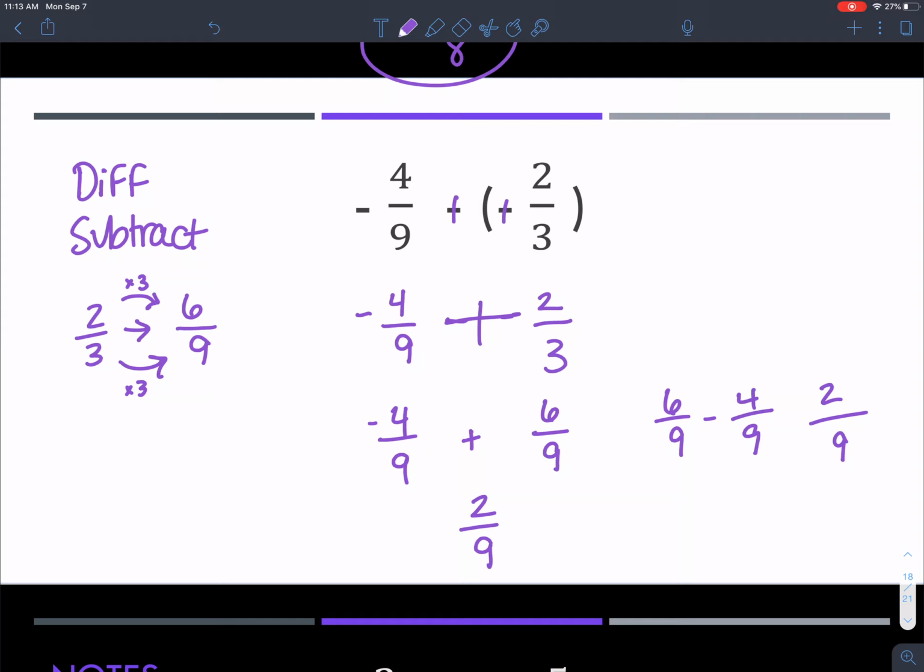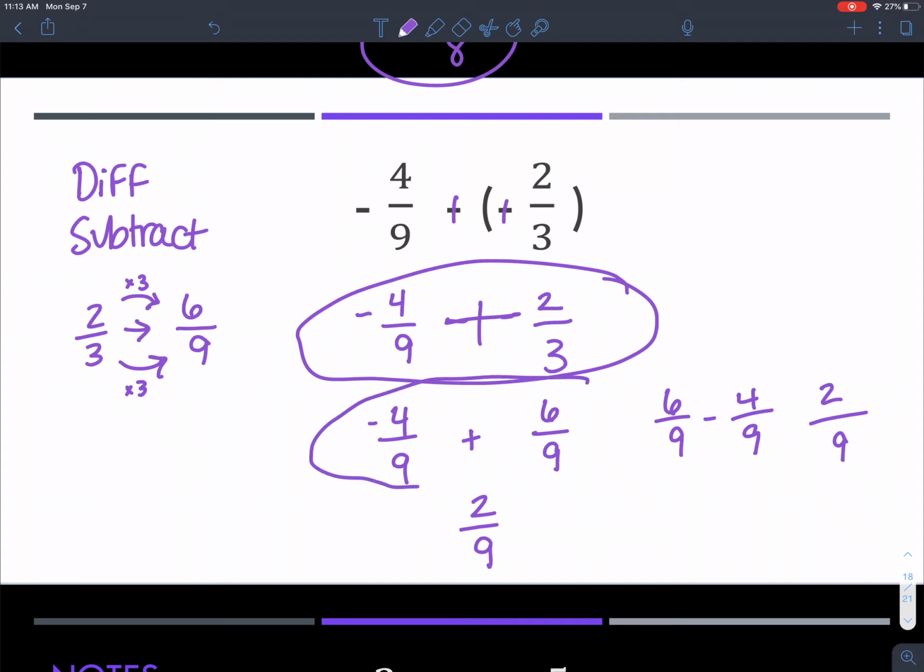Before we are done, we are going to look back at our problem. We can go up here and we can see we have a negative and a positive. The only problem is it's kind of hard to tell by looking at these two fractions which one's bigger. What we can do is look at our common denominators. We know that of 4/9 and 6/9, 6/9 is bigger. And that means that we have more positives than negatives. So that means our answer is going to be positive 2/9.